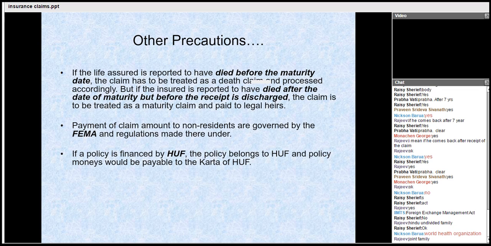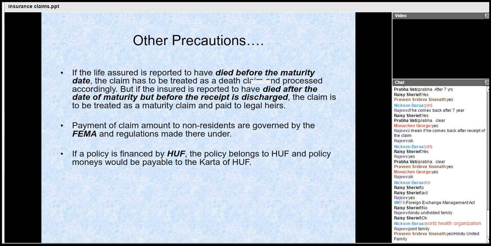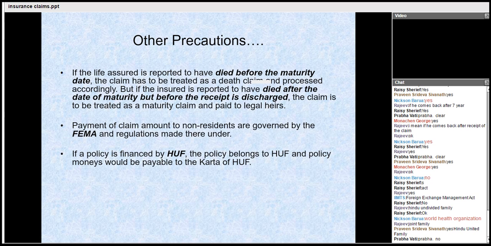So do you know anything about HUF, the Hindu Undivided Family Act? Does anyone know anything about it? If they are not hearing from me for 7 years, I will be declared as dead. But what if I can return after 7 years? First of all, let's see what is this HUF. I will be alive. Right? Common sense.